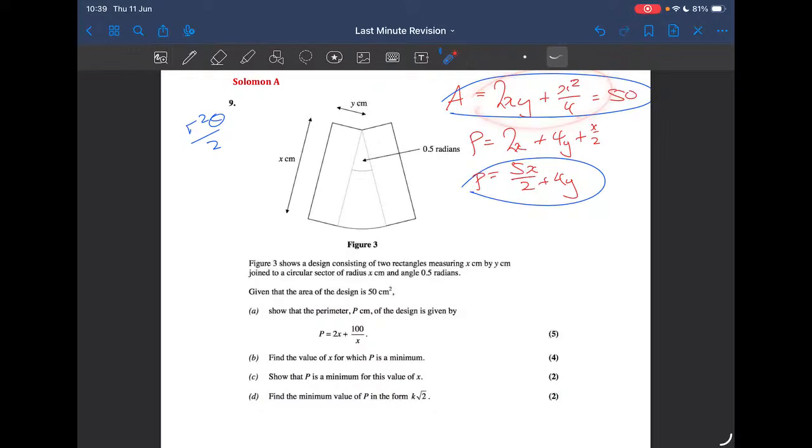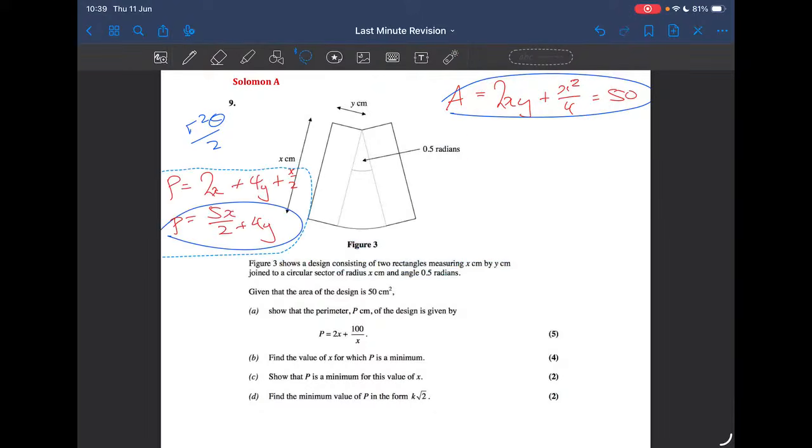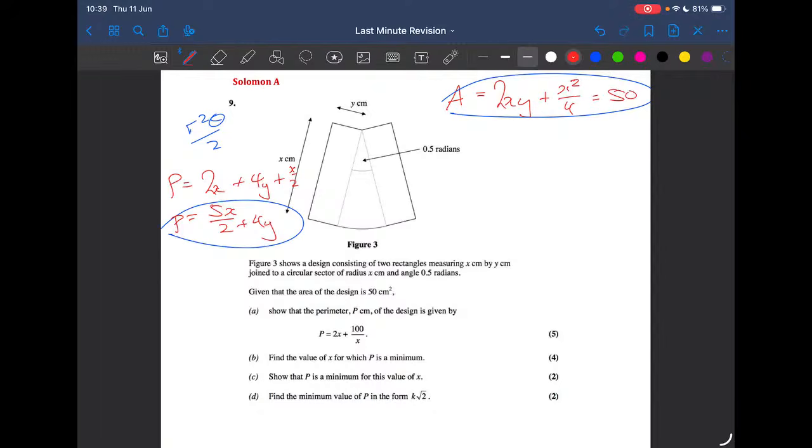Rearrange this for y. Taking the top one, we'll subtract the x squared on 4. So 2xy will be 50 minus x squared on 4. And then we're going to divide by 2x. So y should be 25 on x, take away x on 8. Am I doing that right?